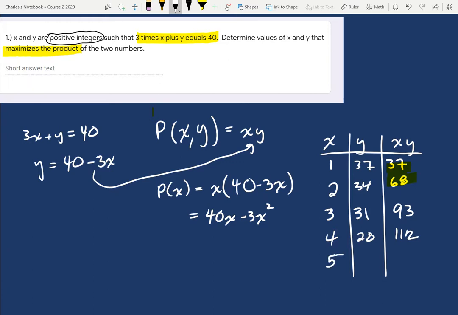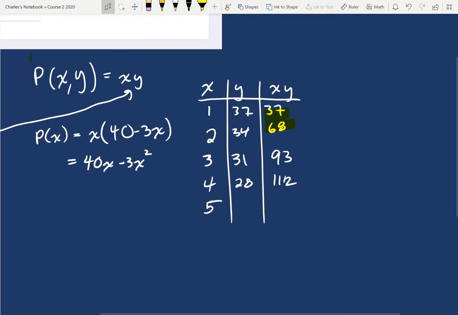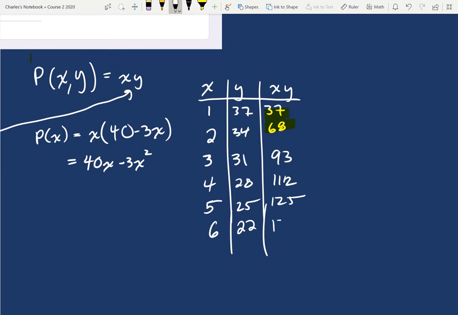If x is 5, 5 times 3 is 15, 15 plus 25 is going to give me 40. 5 times 25 is 125. If x is 6, 6 times 3 is 18. 18 plus 22 is going to give me 40. 6 times 22 is 132.